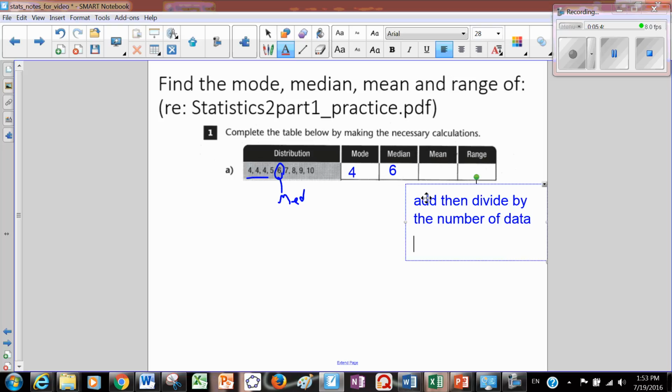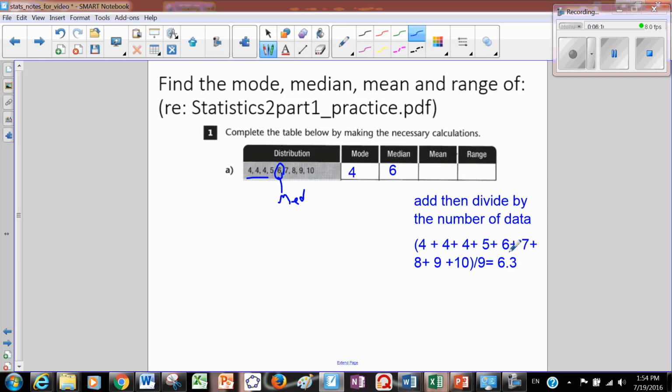Okay, so we're going to have to do 4 plus 4 plus 4 plus 5 plus 6 plus 7 plus 8 plus 9 plus 10. And after that, all of this, we're going to have to divide it by, and I told you we had 9 data. So if we do this, we should get 6.3, and the 3 is repeating. So that's important. You put your line on the top because 3 is repeating.